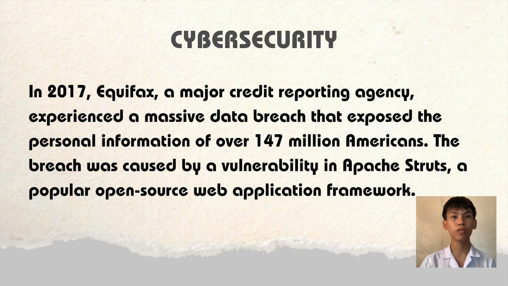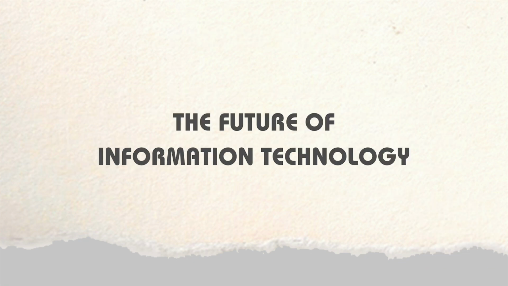In 2017, Equifax, a major credit reporting agency, experienced a massive data breach that exposed the personal information of over 147 million Americans. The breach was caused by a vulnerability in Apache Struts, a popular open-source web application framework. The attackers used this vulnerability to gain access to Equifax systems and steal the personal information of millions of consumers. The Equifax data breach is a real-world example of the importance of cybersecurity and the need for organizations to take steps to protect their systems and data from cyber attacks.